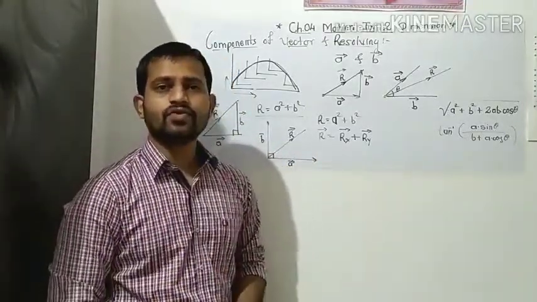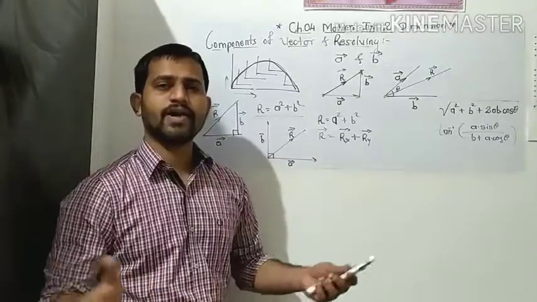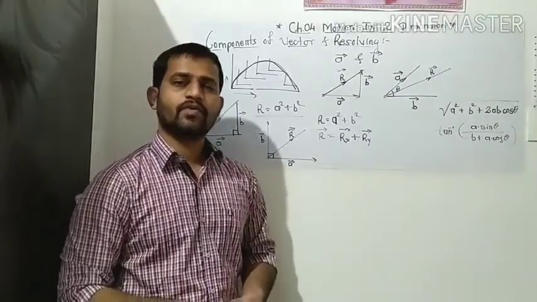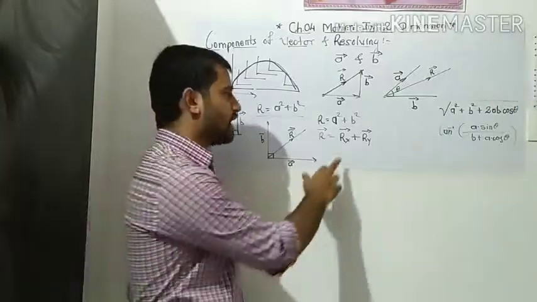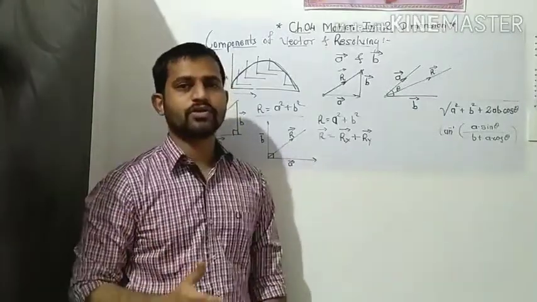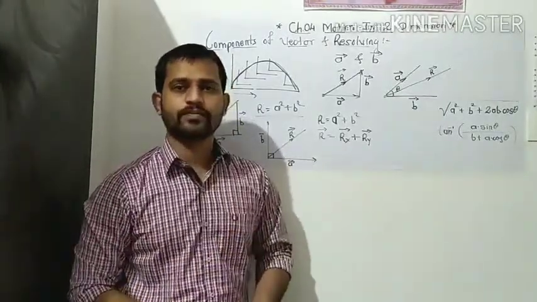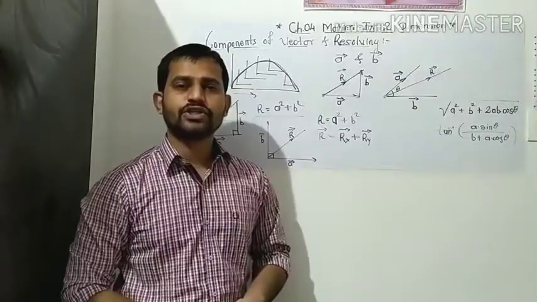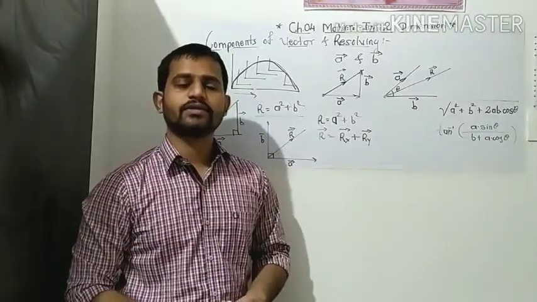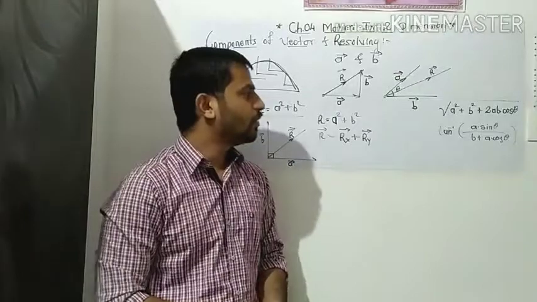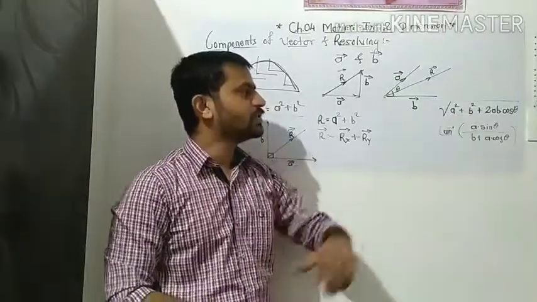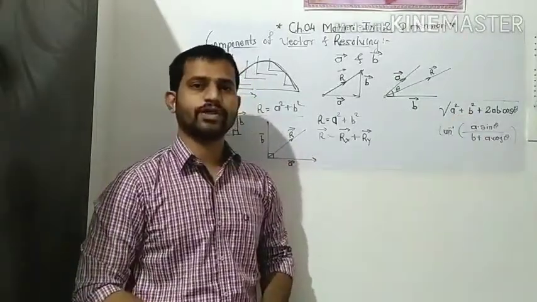Okay, the resultant R is equal to Rx plus Ry, and by this we can indicate that the two vectors are there and combiningly they are having one resultant. Where Rx and Ry are the components of the resultant vector. And the position of the resultant vector we can find out by knowing the formula of a square plus b square plus twice ab cos of theta.